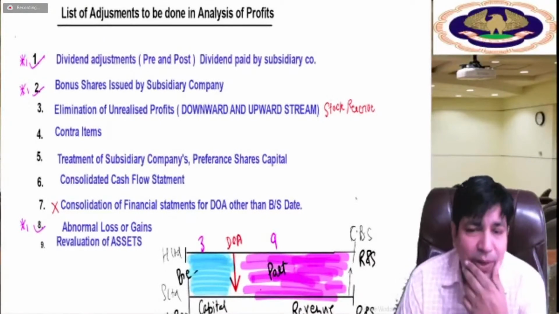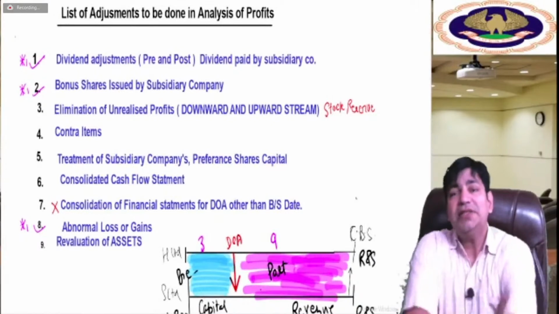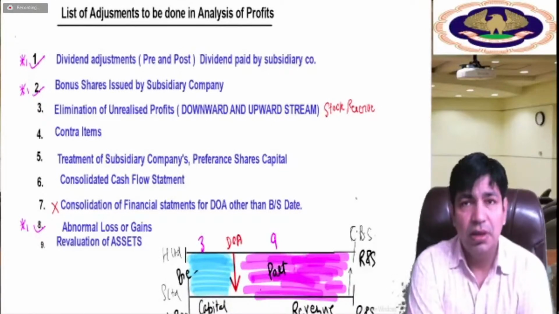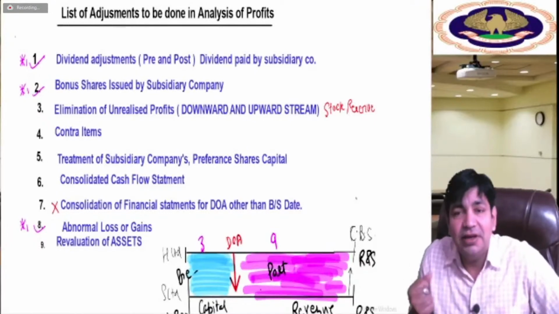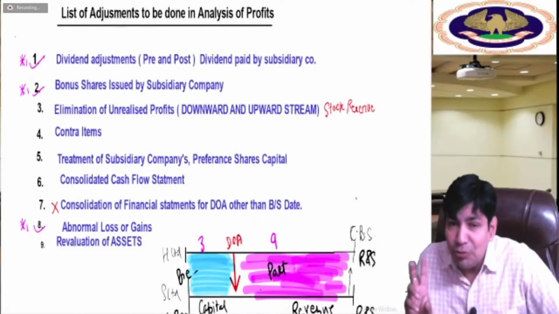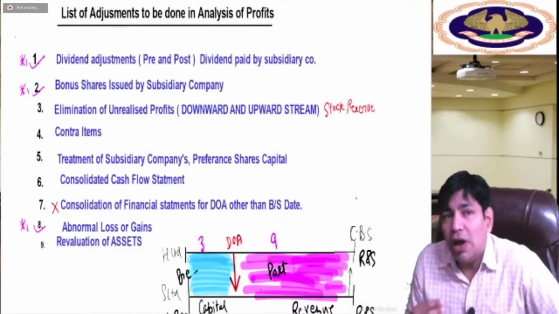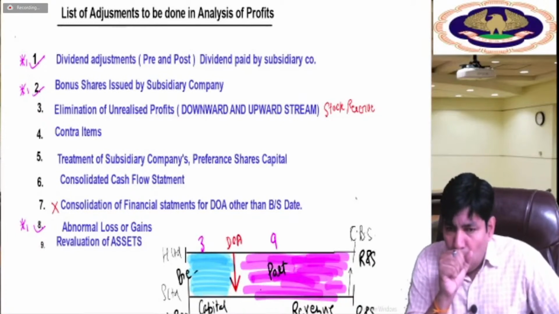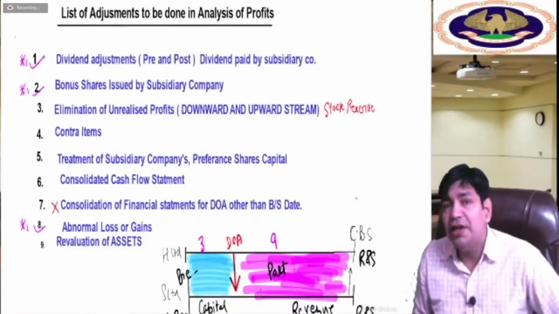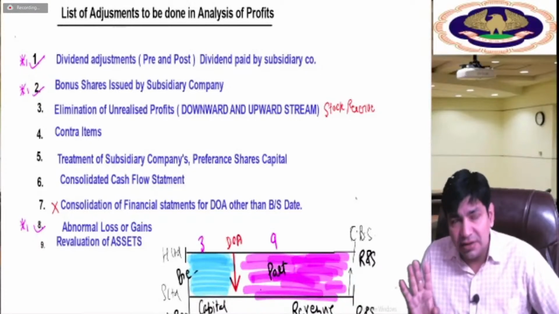What will be the treatment if abnormal gain is there? Abnormal loss was a minus figure and abnormal gain was a plus figure. So although the steps will be the same, only the effect and unaffect will be with the plus or minus figure, nothing else.